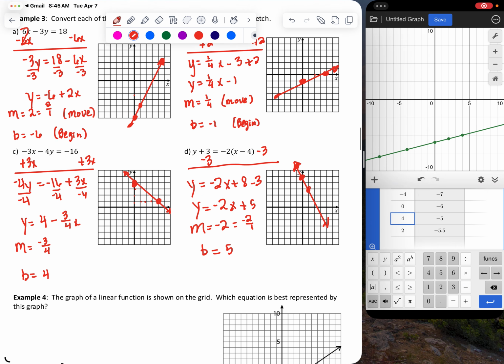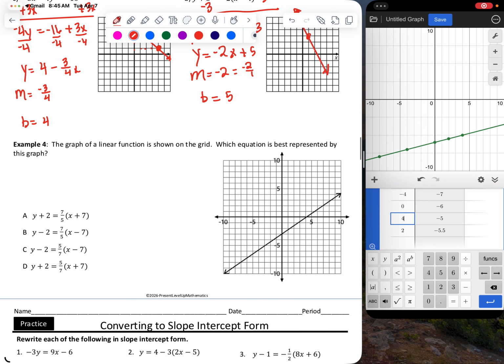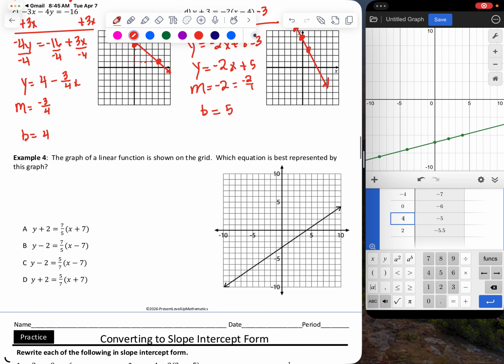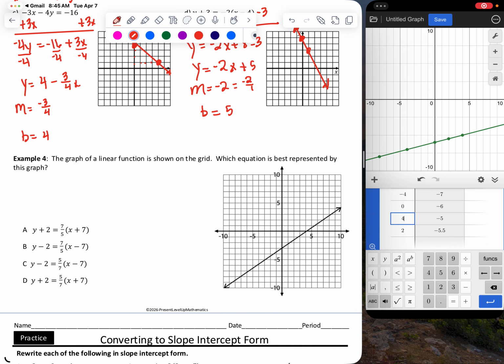All right, now example 4 is one way this might be tested on a standardized test. It says the graph of a linear function is shown on the grid. Which equation is best represented by this graph? Now, the one thing you might want to do on the graph is identify your m and b so you can match it up with the correct answer. But I always like to try to eliminate 1 or 2 bad answers before we start. So let's see if we can do that.